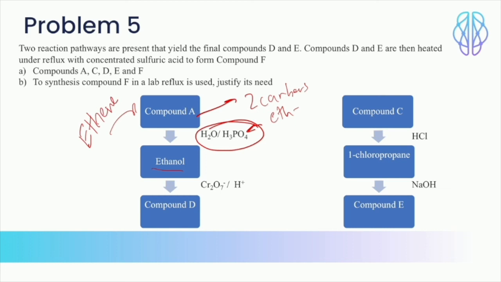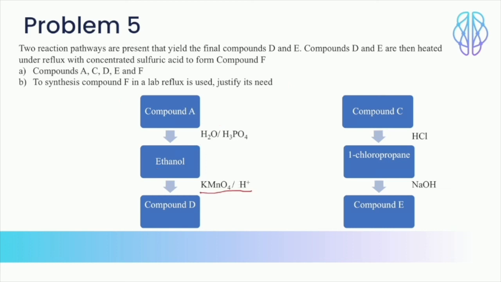Done. We've done compound A. 1 mark. Next, we can see that ethanol is undergoing some kind of reaction to form compound D. You should be getting pretty good at recognizing what that is now. That's potassium permanganate. And this, going from ethanol to compound D, is probably an oxidation reaction.